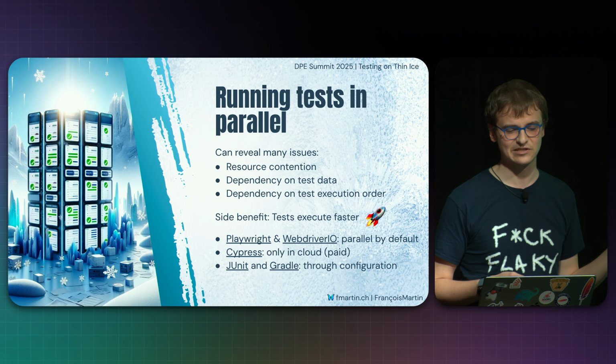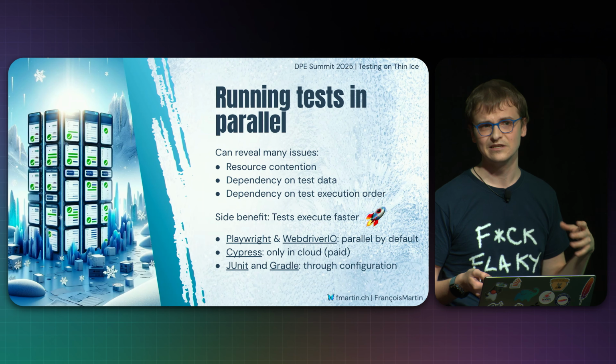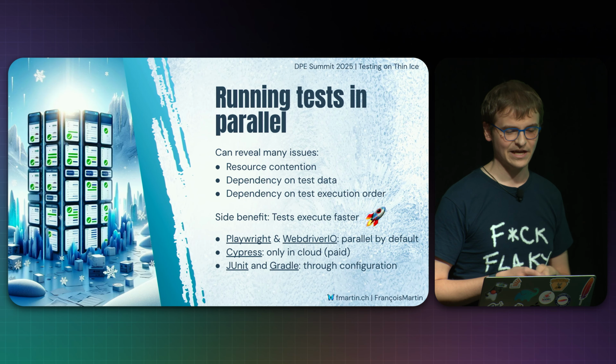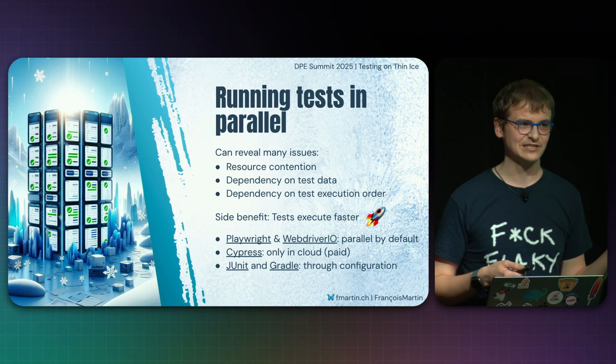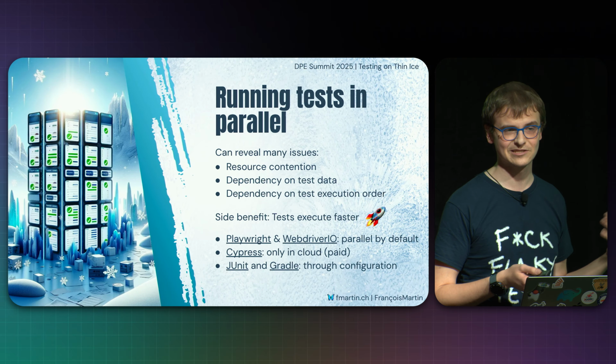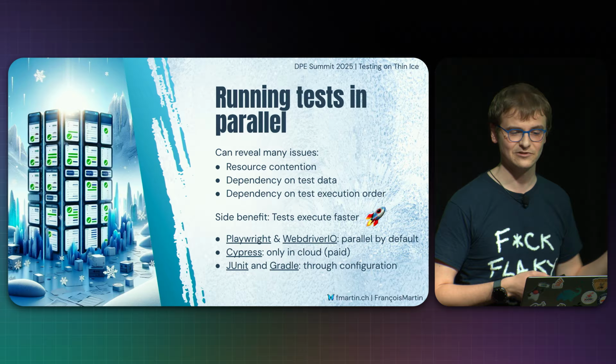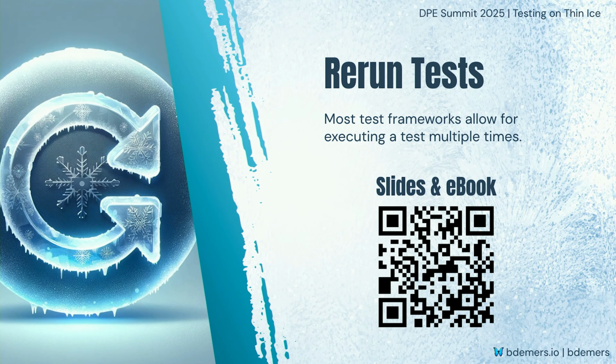In Cypress, you can do this, but it's only in the cloud. You have to pay for that one. You can also do this with JUnit, for example, and also Gradle. You can just configure it, for example, if you have multiple kinds of tests, to run them in parallel, and this will save you lots of time. Again, there's the QR code, there's slides, there's François' ebook. There's a previous recording of this talk if you want to send it to your colleagues.